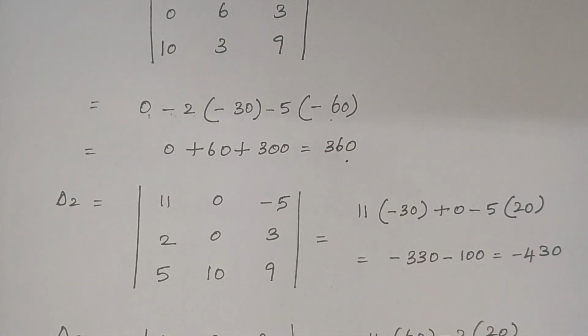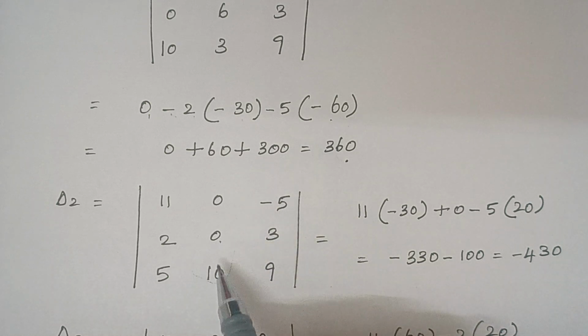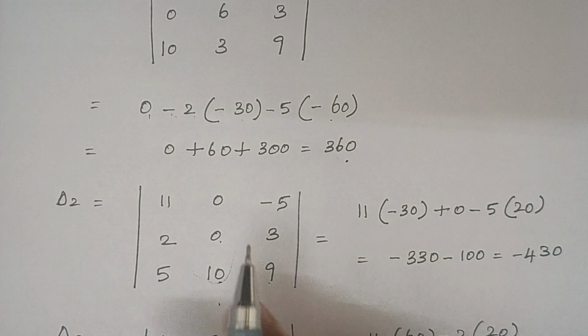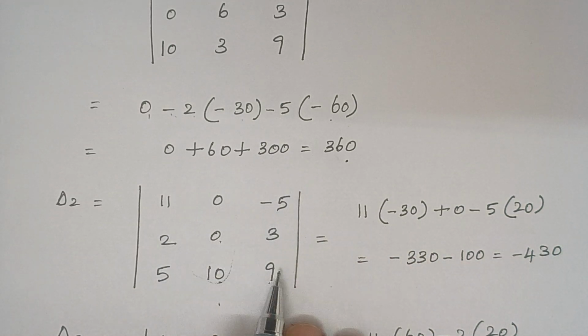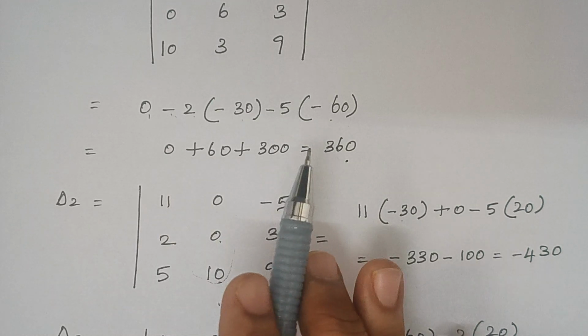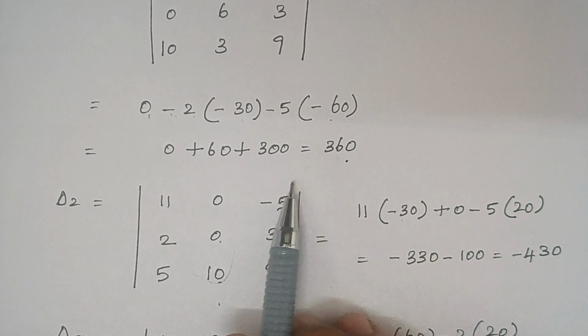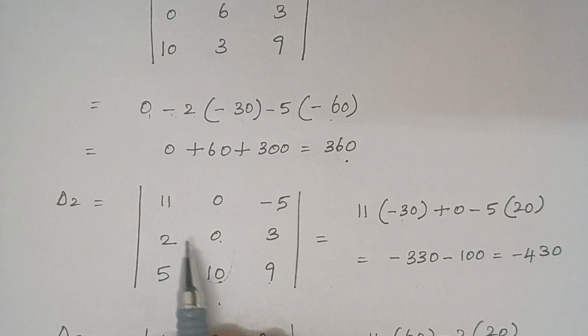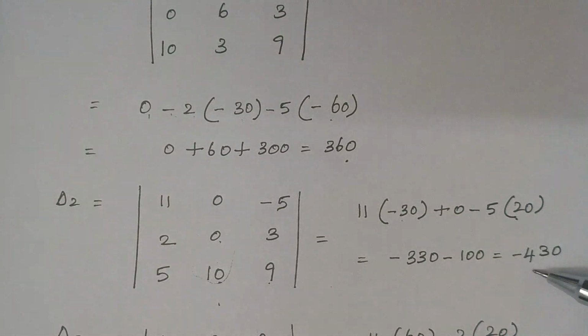Similarly for del 2, the second column is replaced with the voltage source 0, 0, 10, and the remaining 1st and 3rd columns remain the same. Again when you solve, you see 11 into 0 into 9 is 0, so minus 10 into 3 is minus 30. The next thing is 0, so anyway it will be 0, so simply write it as 0. And the next number is minus 5 here, so minus 5, 2 into 10 minus 0, so here it is 20. Again when you solve, the final answer is minus 430.